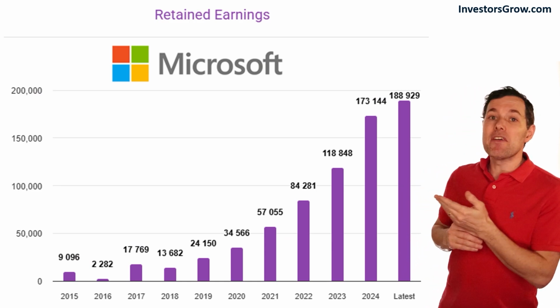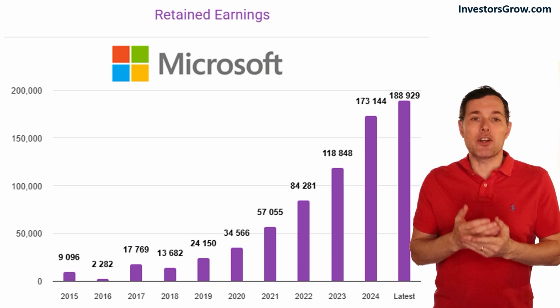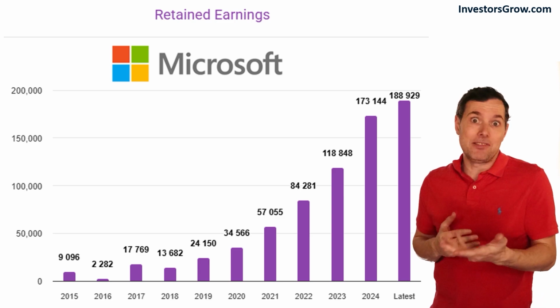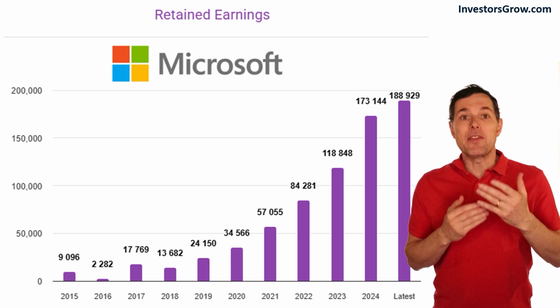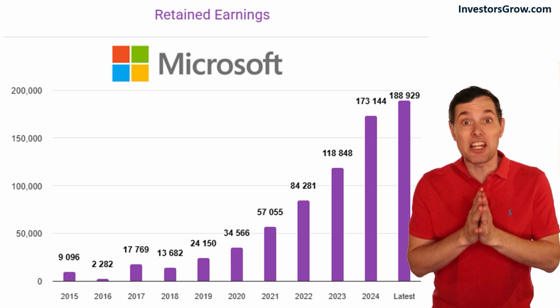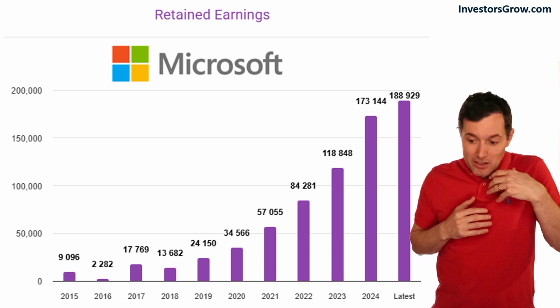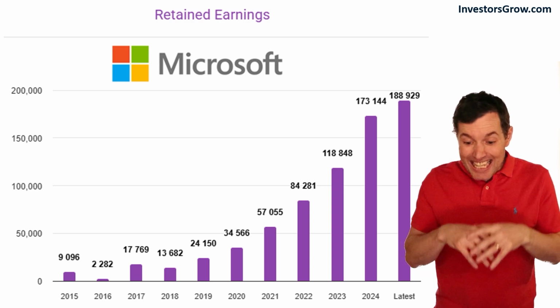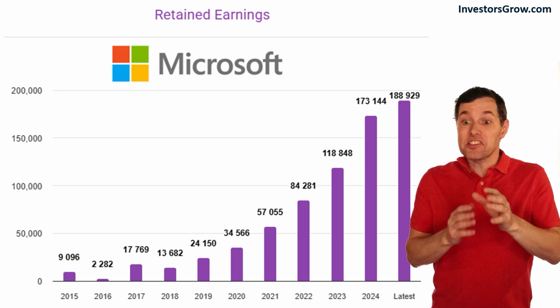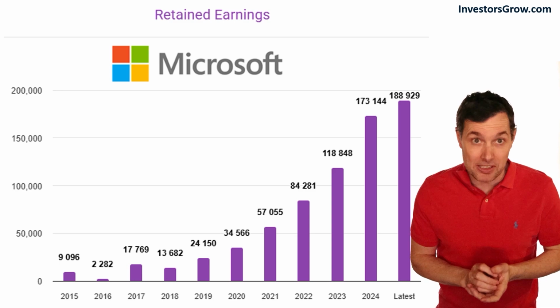Now we can see that they've steadily increased retained earnings over the past decade or so. And basically, this tells us that the company has earned steady profits and has largely kept those profits in-house. Oftentimes, this is a sign of a strong core business.